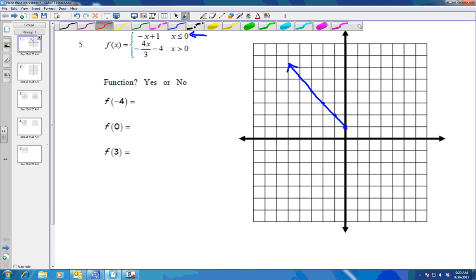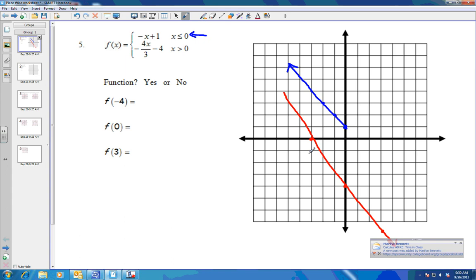All right, now let's do the other one. I'm going to do it in a different color. My second equation is negative 4/3 x minus 4, where x is greater than 0. So my y-intercept is negative 4, 1, 2, 3, 4. My slope is negative 4/3. So that means I could go down 4 to the right 3, or I could go up 4 to the left 3. Okay, so there's that line.